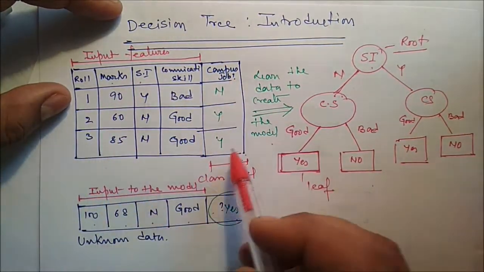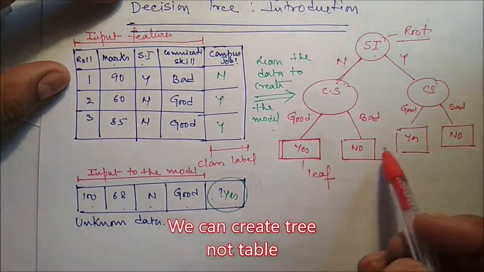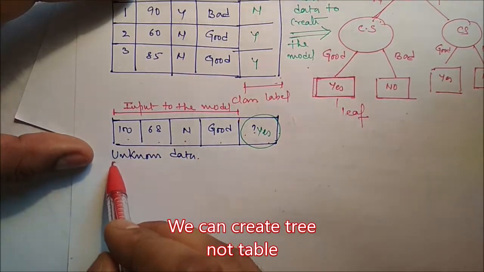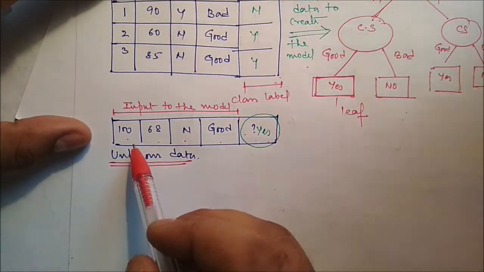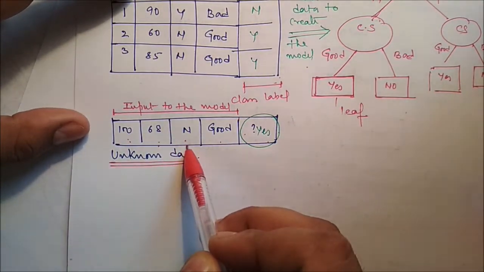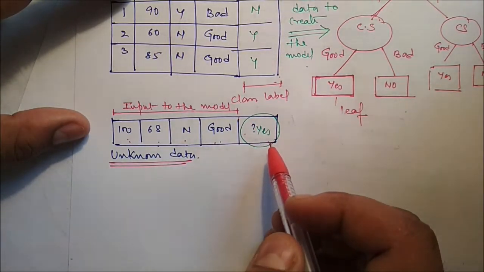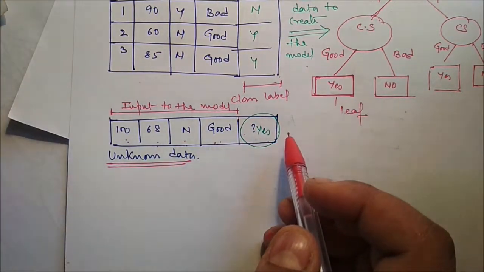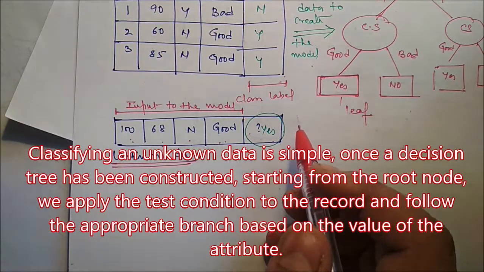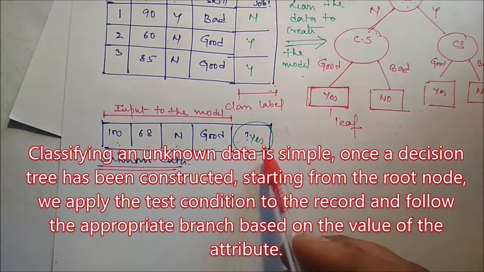This is nothing but our old data. From the old information we can create this particular table. Suppose a new student enters the college and the information is roll number 100, marks 68, sports interested no, communication is good. Now we can predict whether he or she will get a campus job or not. Classifying unknown data is simple once a decision tree has been constructed. It is very simple. Once we have constructed it, we can classify the data very easily.